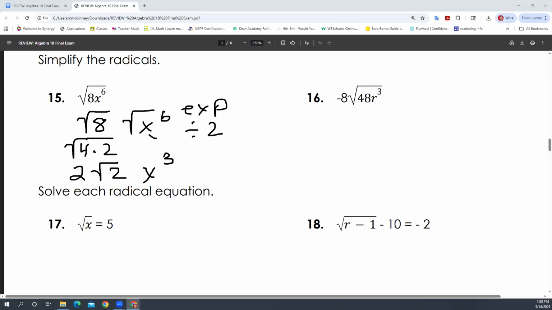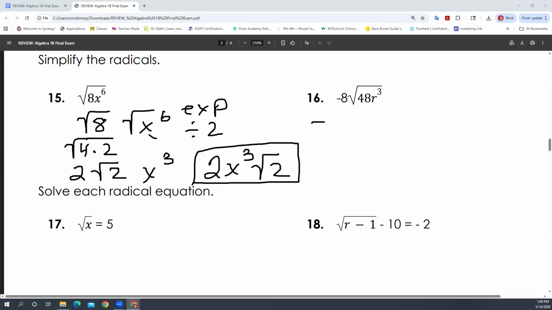Now, so that we don't get mixed up and think that x to the 3rd is under the radical, it needs to be written with the 2 and then the radical part at the end. Now, you may not need to show all those steps, but I'm just trying to show you what goes through my mind.